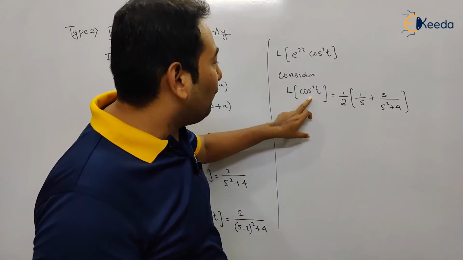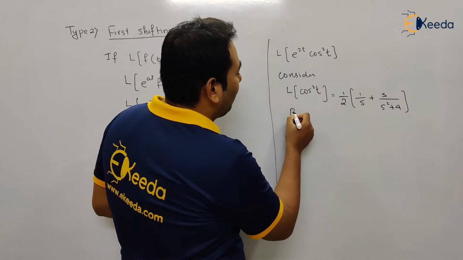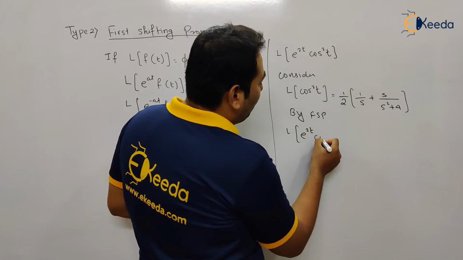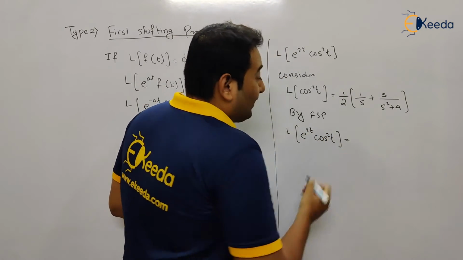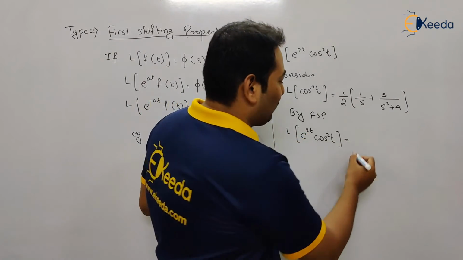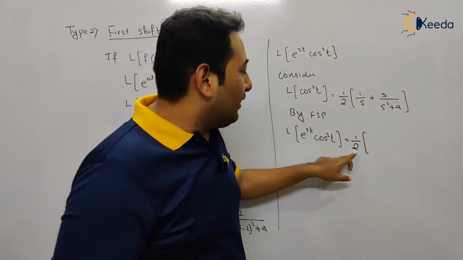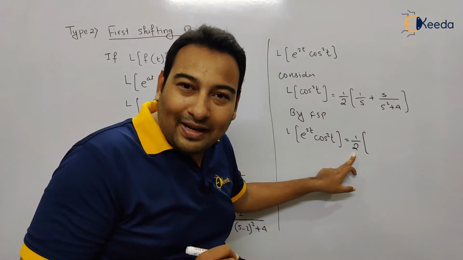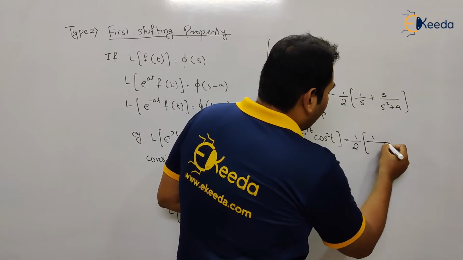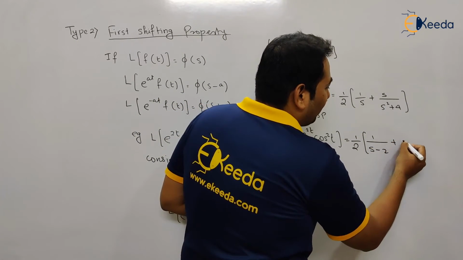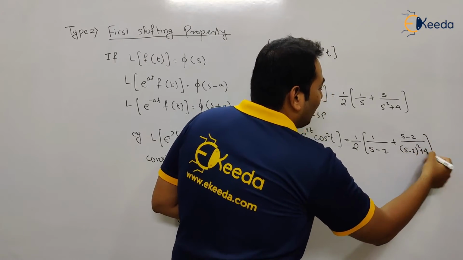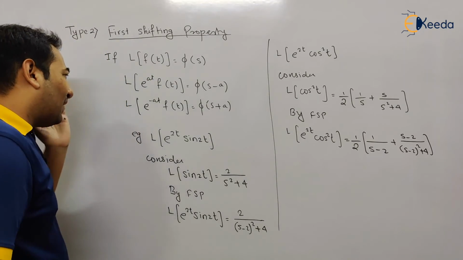Let's move on. Now with this cos square t, we have FSP. So by FSP, Laplace of e raised to 2t cos square t. Yes, here s will be shifted. Since we have plus 2, s will become s minus 2. So it will be 1 upon 2. Here we don't have s, therefore that will remain as it is. Without s, terms will remain as they are. Here we have s, so that will become s minus 2. It will become s minus 2, s minus 2 the whole square plus 4. So that's it. This is the way we are going to apply FSP.